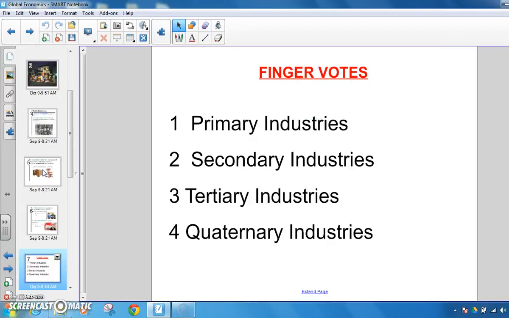And so what I'm going to ask you to do is this. I'm going to give you a couple of examples of these industries, and I'm going to ask you to hold up your fingers there in class. 1 if it's primary, 2 if it's secondary, 3 if it's tertiary, and 4 if it's quaternary. So let's do one. If I told you somebody who takes crops from a field, like apples, and makes it into an apple pie. Right now, can you hold up your fingers? 1 for primary, 2 for secondary, 3 for tertiary, 4 for quaternary. Hold up those fingers.